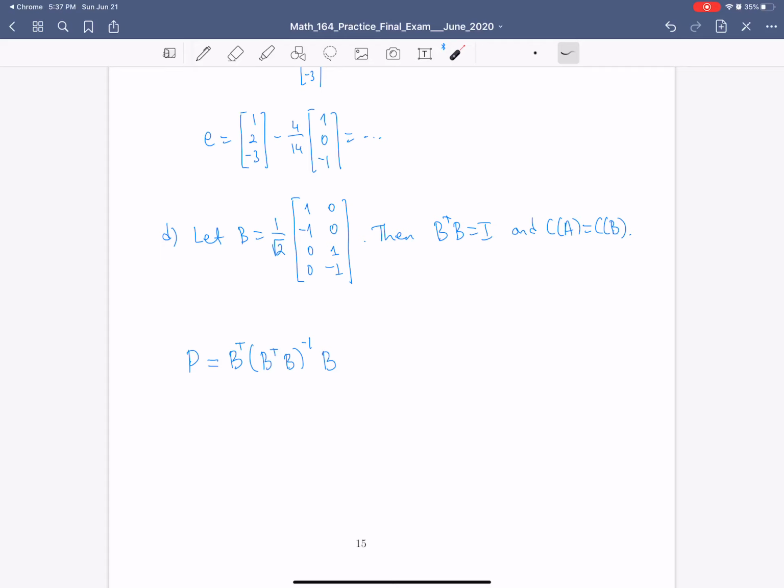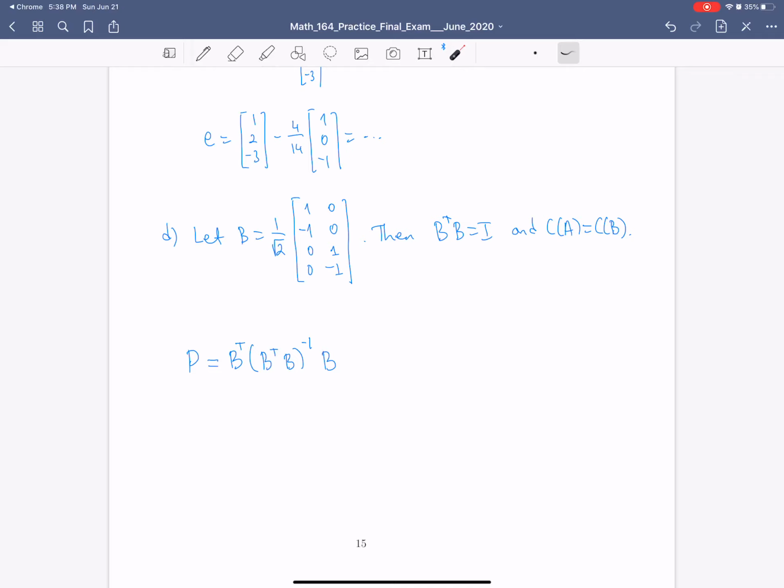So you have to choose a matrix that consists of only the pivot columns of your matrix A, the same columns, so that the column spaces will be preserved. Now, because of my choice with this 1 over root 2 for B, I get that B transpose B is the identity. So I know that this part is not interesting. It's just the identity.